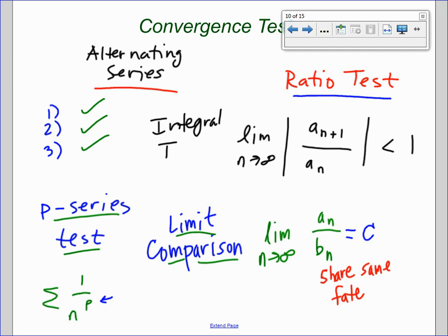Dang, we have a lot. So if the integral diverges, then the series diverges. If the integral converges, then the series converges. And for that reason, I'll go ahead and do a share same fate again. In order to do that, though, my function has to be positive and decreasing.